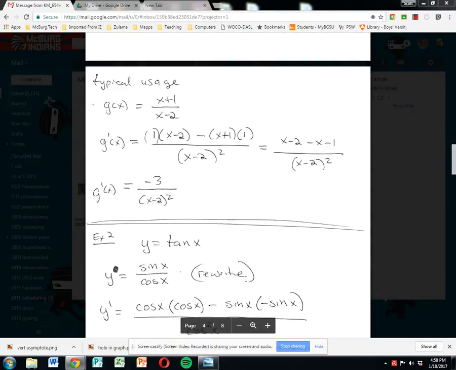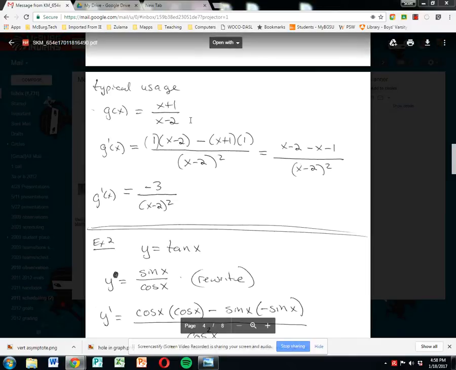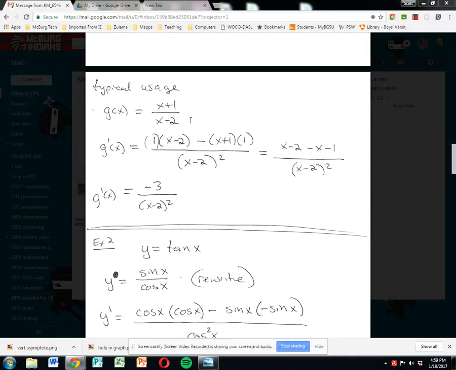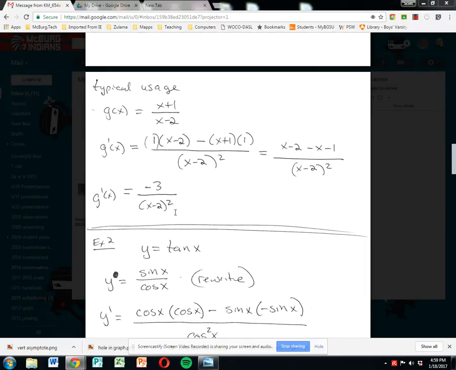Okay, typical usage would look something like this. x plus 1 over x minus 2. All right, so the derivative of x plus 1 is just 1 times the bottom, minus the top function times the derivative of x minus 2, which is just 1, over x minus 2 quantity squared. So if I wrote this out, this is x minus 2, got to distribute your negative here, minus x minus 1, or negative 3 over x minus 2 quantity squared.